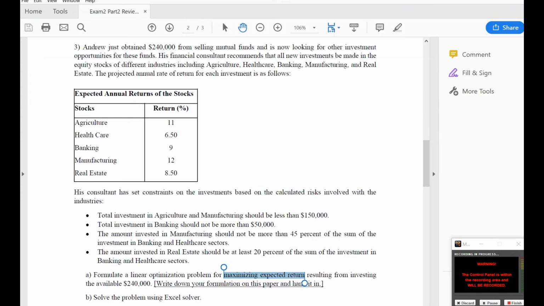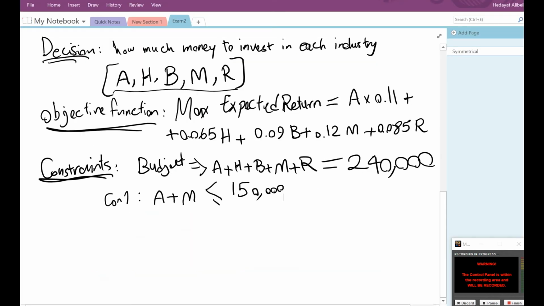The second constraint says total investment in banking, B, should not be more than, again, less than or equal. So for the banking constraint, the second constraint, banking should not be greater than, which basically says it should be less than or equal to 50.